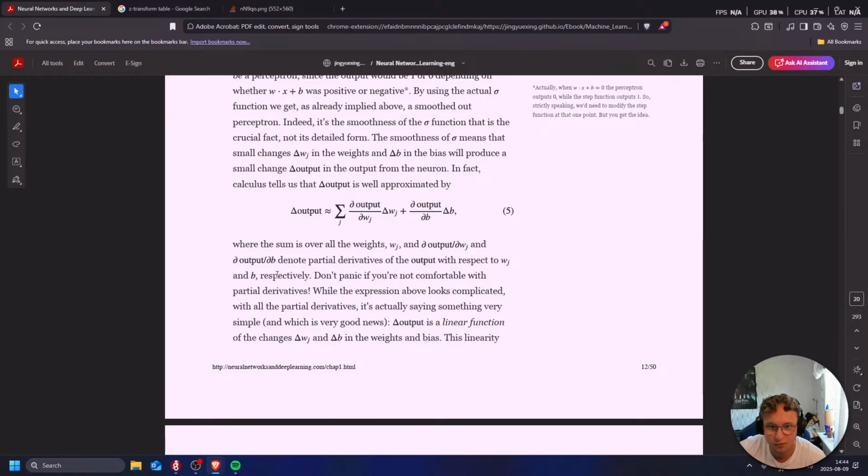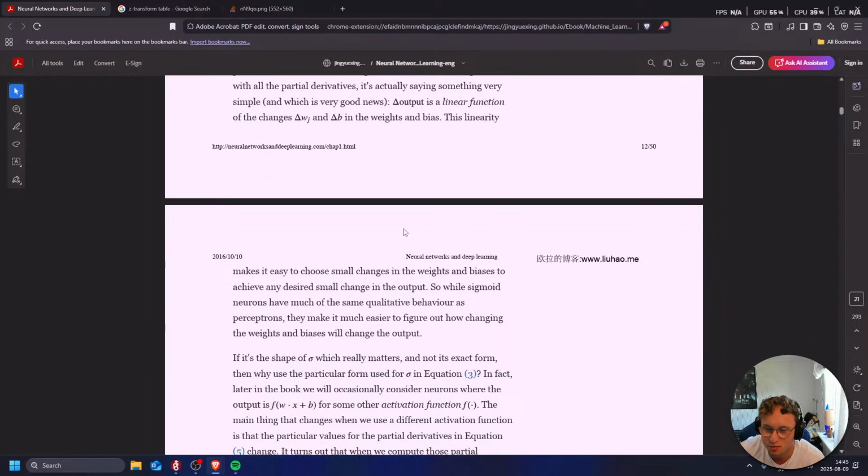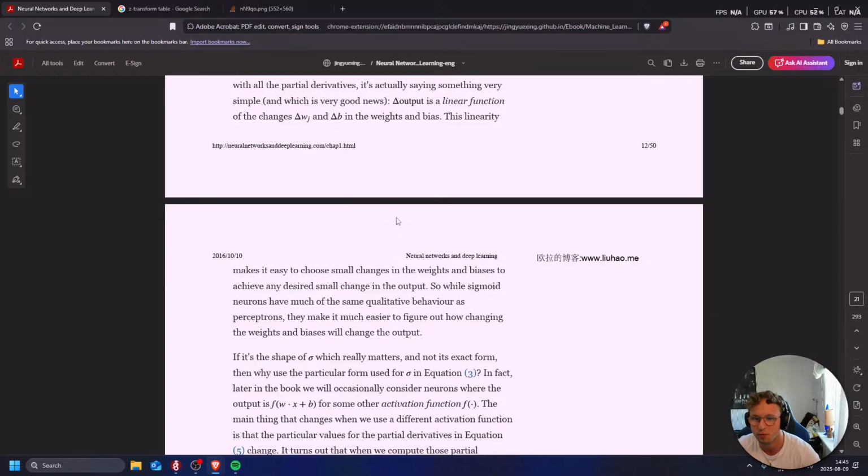Don't panic if you're not comfortable with partial derivatives. I am. I'm sorry to disappoint, but I am. While the expression above looks complicated with all the partial derivatives, it's actually saying something very simple, and which is very good news. Output is a linear function of the changes of the weights and the bias. In a way, this linearity makes it easy to choose small changes in the weights and biases to achieve any desired small change in the output.